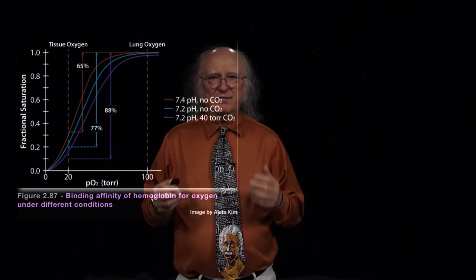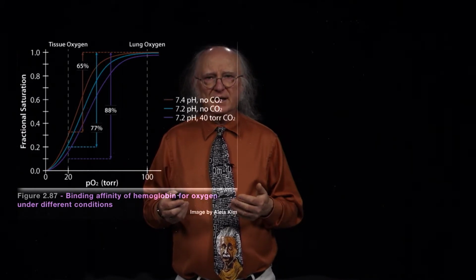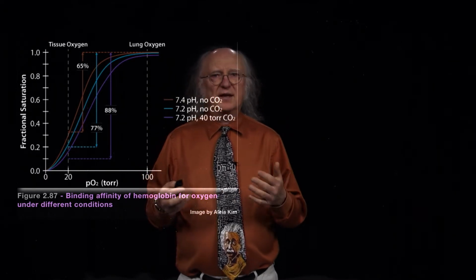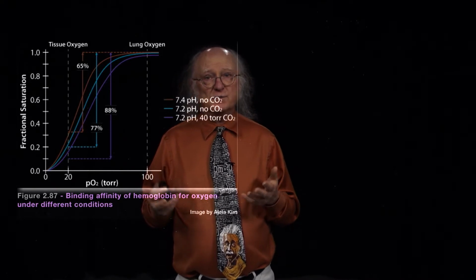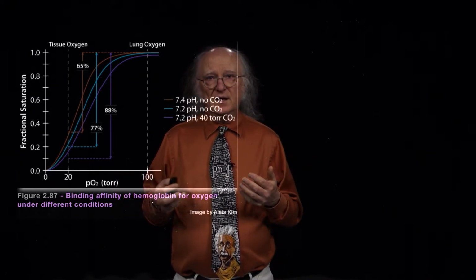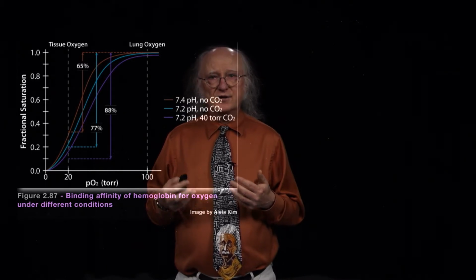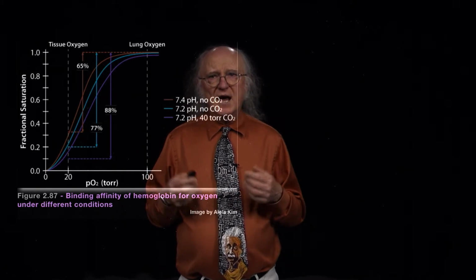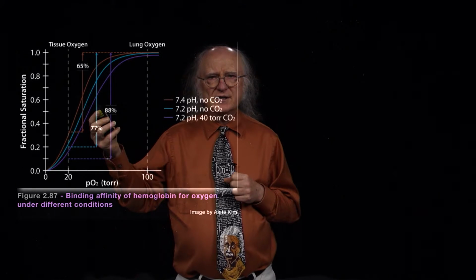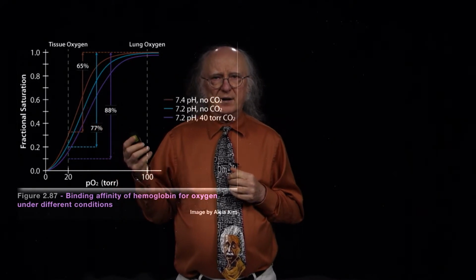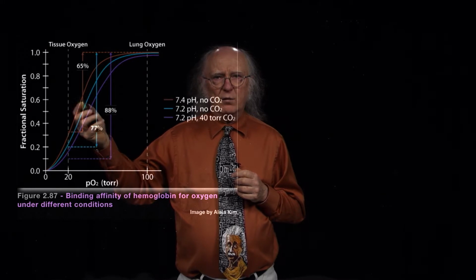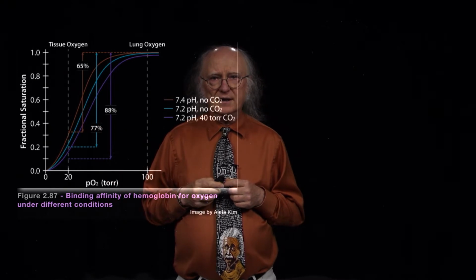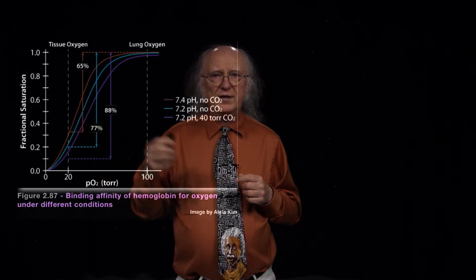Another molecule that has an effect on the binding of oxygen by hemoglobin is carbon dioxide. Now, carbon dioxide, I think most people know, is another thing that's released by rapidly metabolizing tissues because they're going through a lot of oxidation. If you measure the carbon dioxide concentration around rapidly metabolizing tissues, you'll see that it's higher compared to resting tissues. And what happens with that? Well, this graph compares 3 things. It compares hemoglobin at a pH of 7.4 with no carbon dioxide, compared to a pH of 7.2 with no carbon dioxide, compared to a pH of 7.2 with carbon dioxide.